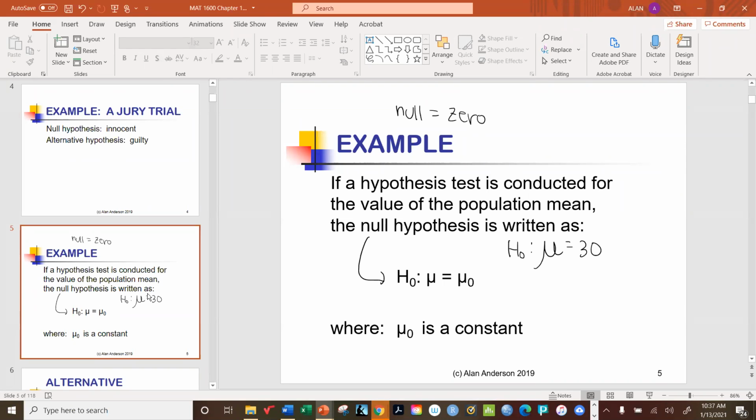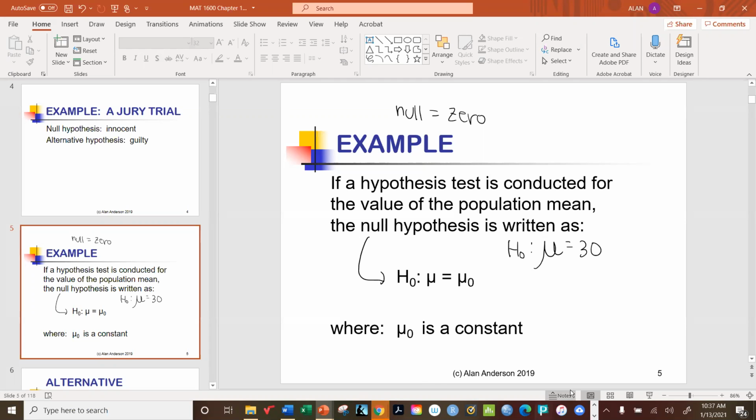Okay. What about the alternative hypothesis? How is that written? Well, there are actually 3 different ways we could write the alternative hypothesis, and this is something that we have to decide based on the problem. What are we trying to prove or disprove in this problem? Okay, so logically, if the mean is not 30, it's either above 30 or it's below. But we're going to allow for the third possibility as well, which is that the mean is simply different than 30.